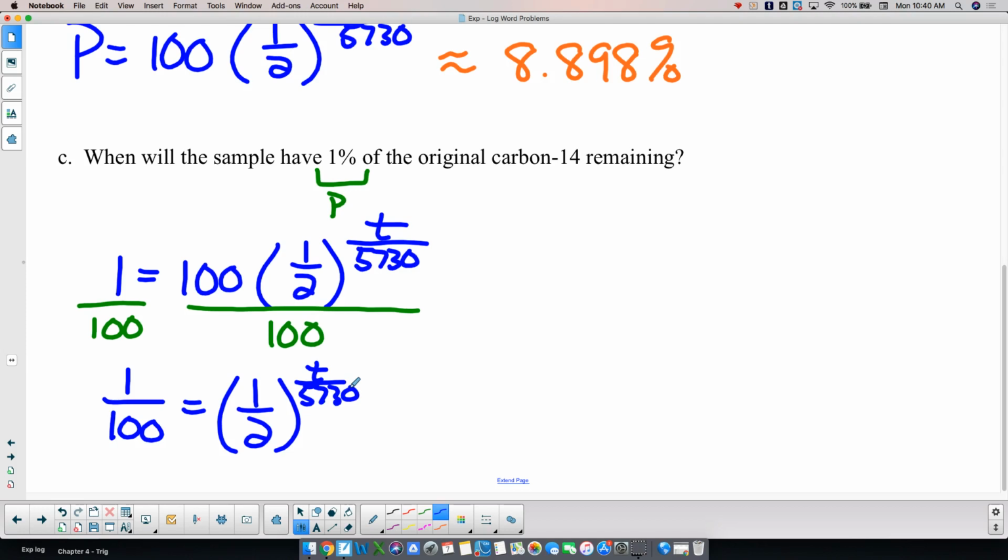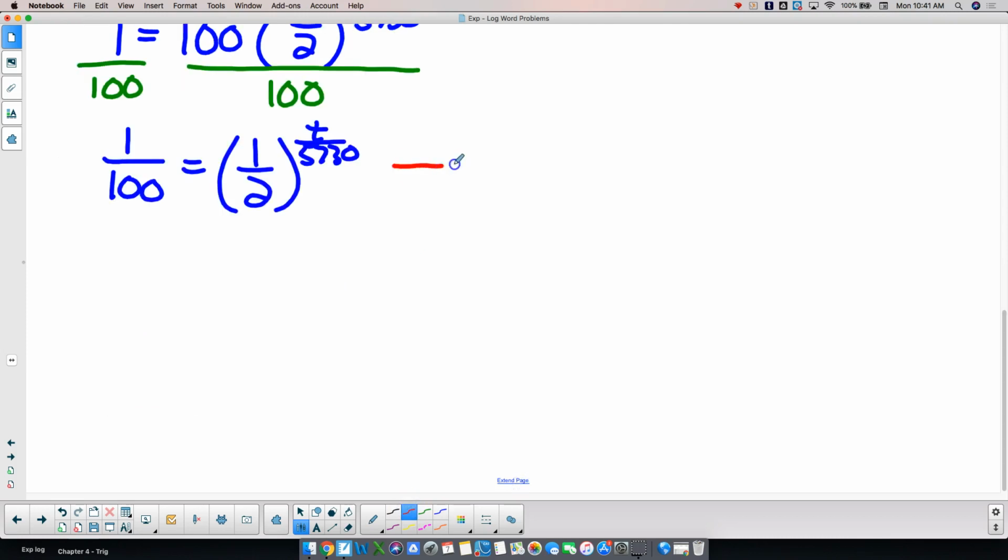Do we have our exponented term isolated? No, can't. It's in the exponent. Base is being controlled by something. What do you gotta do? Switch to what? To logarithmic form, because my exponential term is isolated. Okay. So, what is my switch going to be?